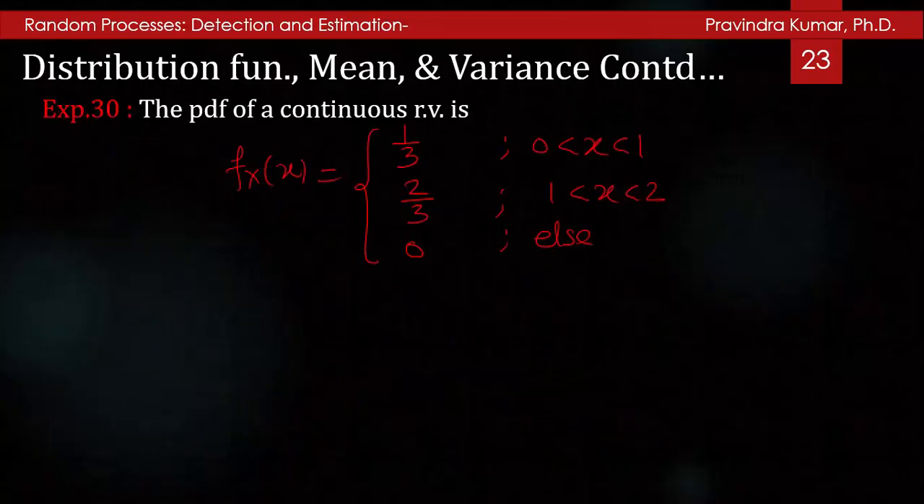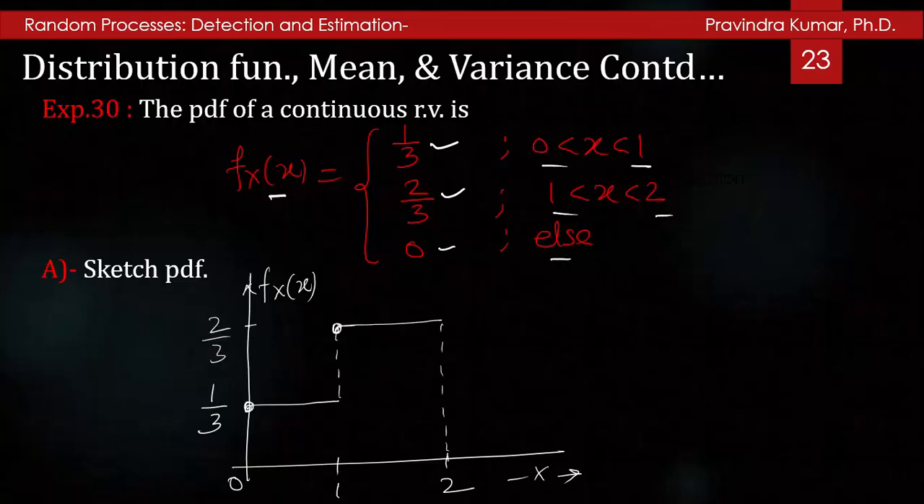Now let us consider one example. The PDF of a continuous random variable x is defined as f_X(x). When x lies between 0 to 1, it is 1/3, and when x is between 1 to 2, it is 2/3, else it is 0. Sketch this PDF.